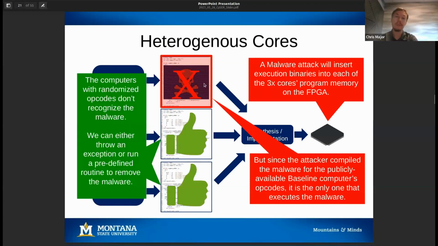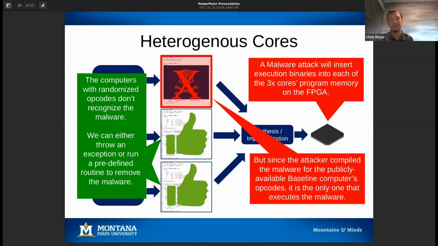These cores, however, because we randomize the opcodes through the synthesis and implementation process, they don't recognize the malware. For them, it's foreign opcodes that just don't make any sense. And so now we have a couple scenarios we can do. We can throw an exception so the cores can report back and say, hey, I don't recognize this instruction. I'm not going to run this.